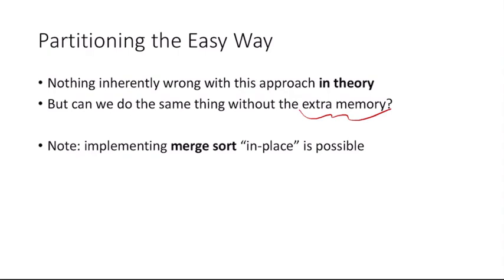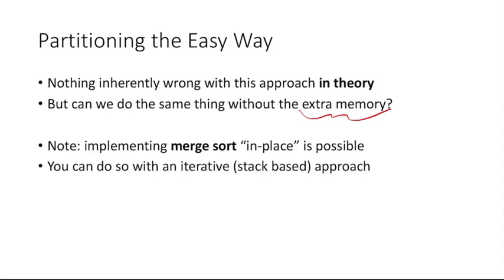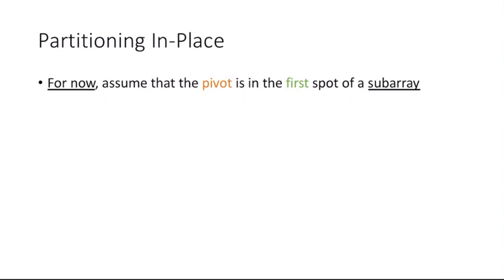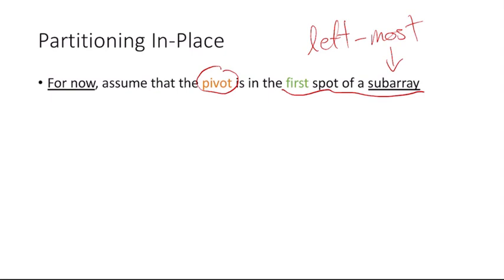So in fact, you can do an in-place merge sort like we're going to talk about here, but I didn't want to talk about it in the case of merge sort. We'll talk about it in the case of Quicksort. So let's talk about something called in-place partitioning. And for this discussion, let's assume that the pivot element for our partition procedure is always going to be in the first spot of the subarray, so the leftmost element.